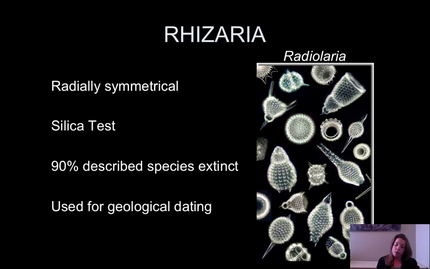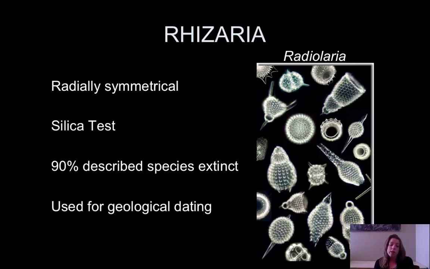Our next group in the rhizaria are the radiolaria. The radiolaria are all going to have radially symmetrical tests composed of silica. And so they look like they have little shells of glass or exoskeletons of glass that are in perfect circles.